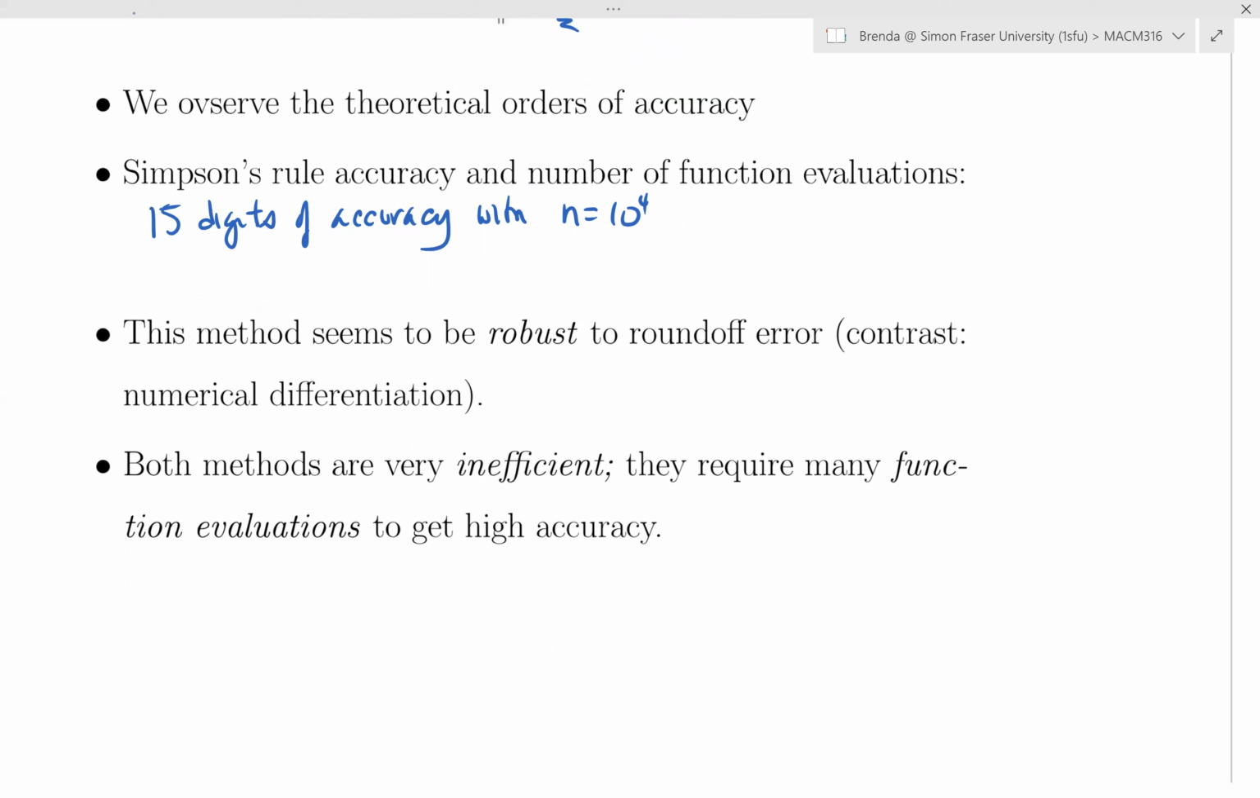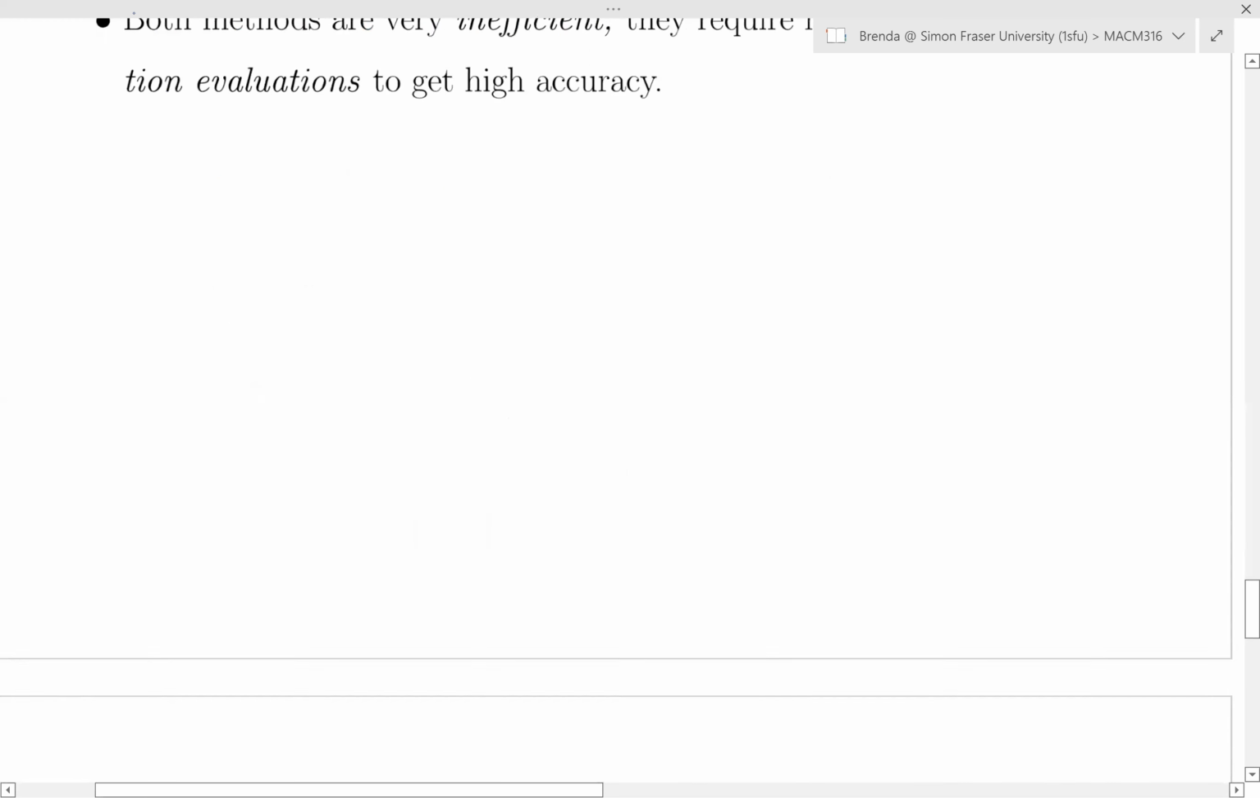Those are kind of the main methods. I guess three main methods. We've got the trapezoidal rule and the Simpson's rule, those are closed Newton-Cotes methods, and we have the midpoint, which is an open Newton-Cotes method.